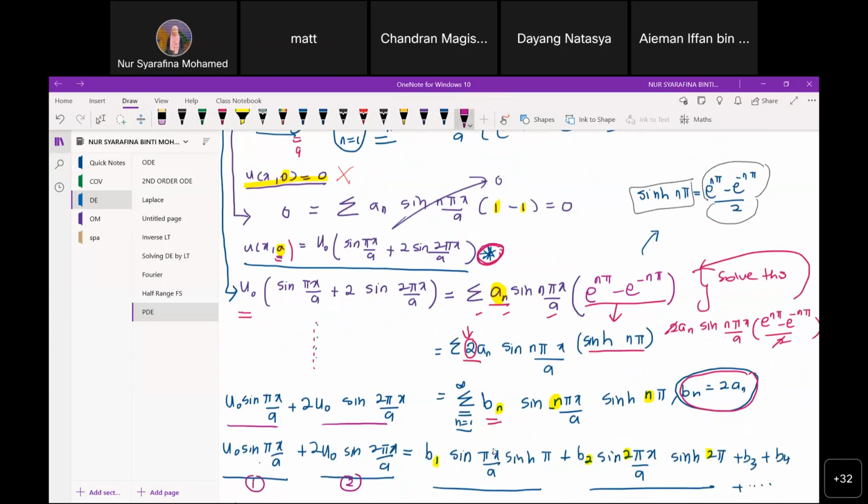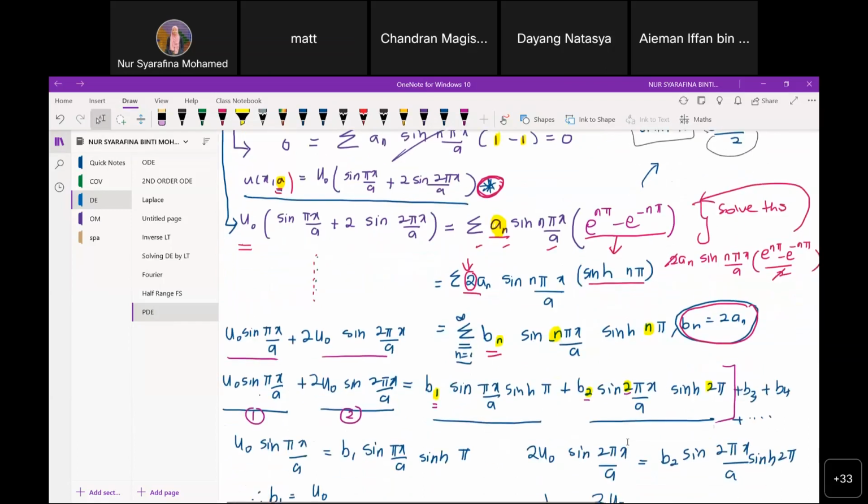So now we have expression 1 and expression 2. When n equals to 1, we have b1 sine pi x over a, sine pi. Then the second expression, when n equals to 2, sine 2 pi x over a, and then sine 2 pi. Of course, theoretically, we can expand up until infinity, b3, b4, b5, until b infinity, but we just want to compare to the left-hand side. Let's just stop here. So now you can compare.